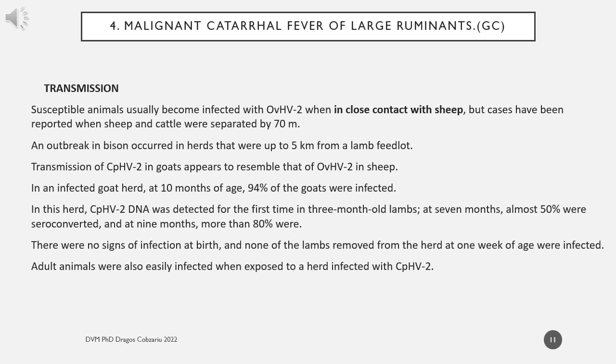In an infected goat herd, at 10 months of age, 94% of the goats were infected. In this herd, CPHV2 DNA was detected for the first time in 3-month-old kids. At 7 months, almost 50% were seroconverted, and at 9 months, more than 80% were. There were no signs of infection at birth, and none of the goats removed from the herd at 1 week of age were infected. Adult animals were also easily infected when exposed to a herd infected with CPHV2.